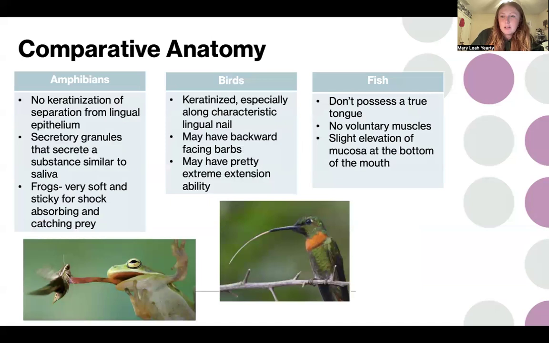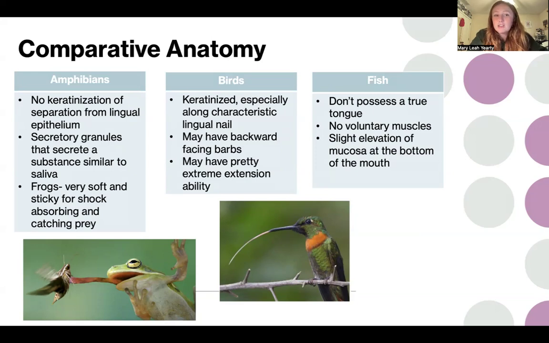So finally, some comparative anatomy of the tongue, since that is this class. Just some features about different animals to kind of give you a scope of the differences in morphology that have resulted from evolutionary pressures. So in amphibians, there is no keratinization and no separation from the lingual epithelium. They have secretory granules that secrete a substance similar to saliva. And frogs actually have a very soft and sticky tongue. That's very good for shock absorbing and catching prey. As you can see in this picture, and I'm sure we all know, frogs kind of hunt with their tongues, I guess, which is a very interesting function and adaptation. So for this purpose, they have very soft and sticky tongues.